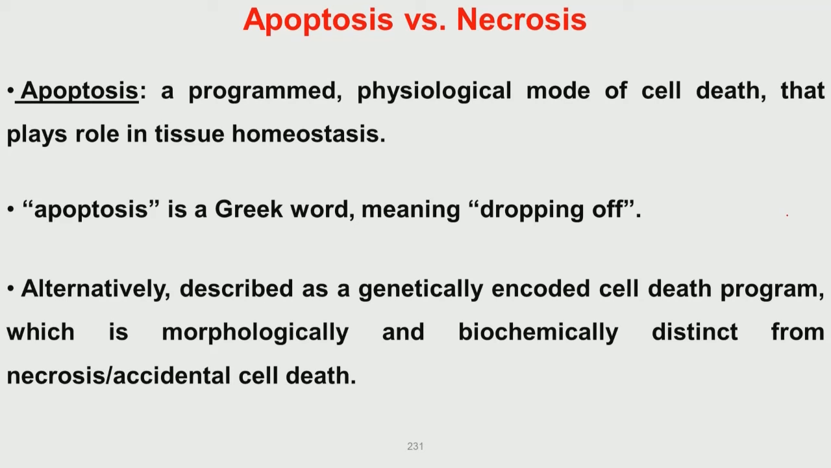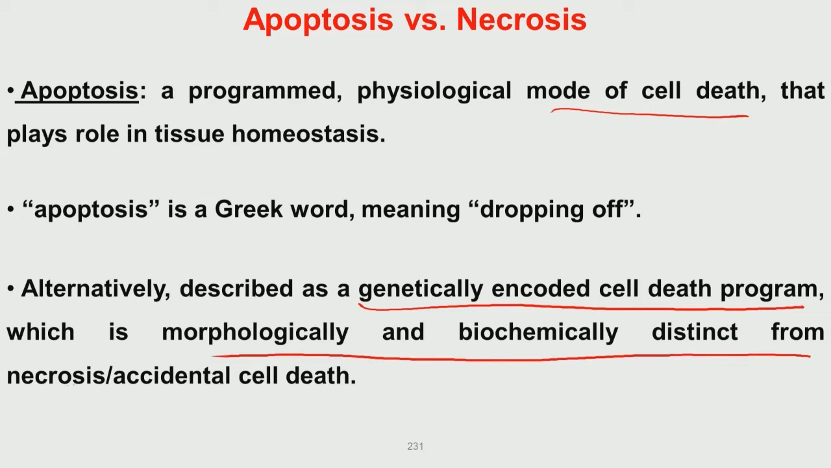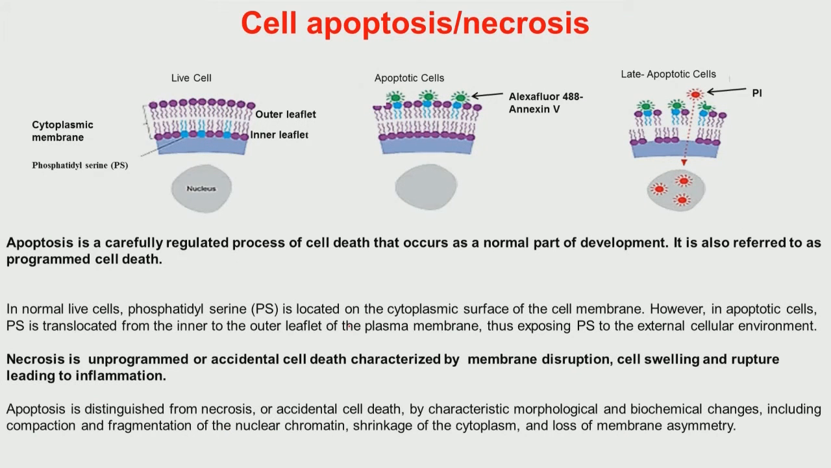Apoptosis is a Greek word meaning dropping off, like the way leaves drop off from a plant in a certain season. Similarly, apoptosis is a programmed and physiological mode of cell death that plays a role in tissue homeostasis. It is also described as a genetically coded cell death program, which is morphologically and biologically different from necrosis or accidental cell death. So, how do we identify the apoptosis process?